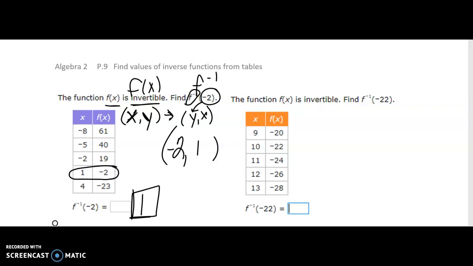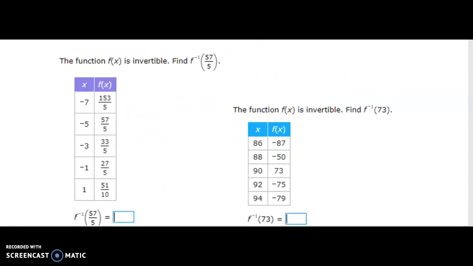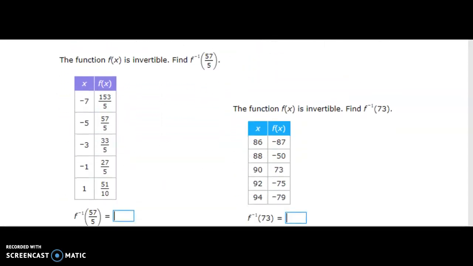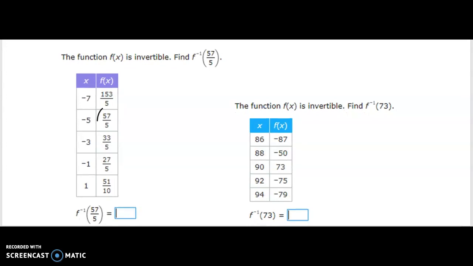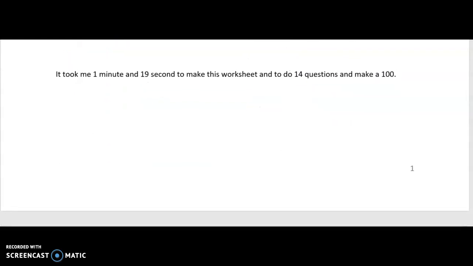So basically, in a nutshell, this number is your y. So you're going to look for negative 22, and your answer is going to be whatever x is in the box. So 57 over 5 is right here. So your x was negative 5 to be able to get 57 over 5. 73 and 90. Told you it was easy. A lot harder to explain.